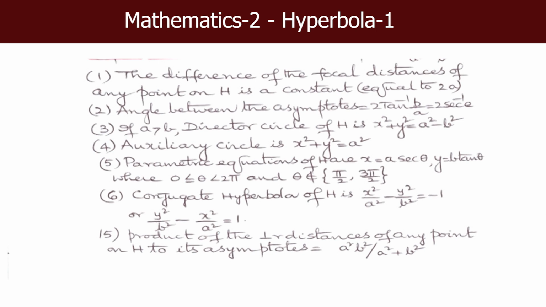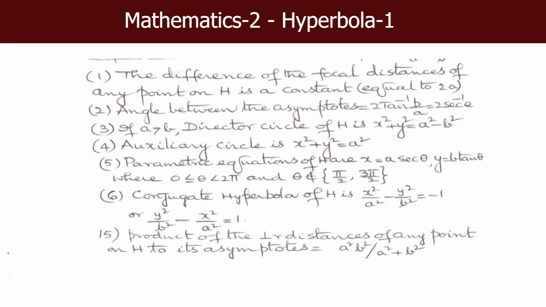Now, these are a pair of lines passing through the origin having slopes b by a and minus b by a. One can easily see that the angle between these two asymptotes is 2 tan inverse b by a. But because a and b are connected by b square equal to a square into e square minus 1, this can also be written as twice arc secant e.